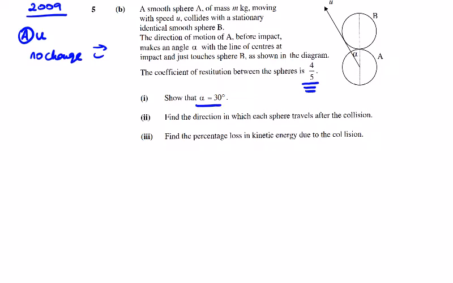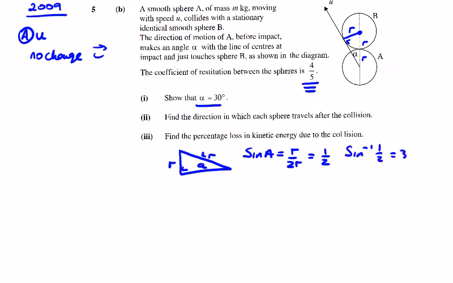Show alpha is 30. Well, we have a tangent here to the circle, so from the point of the tangent to the center of the circle is a radius, and it's also a right angle. We also have a radius here and a radius here. So if I take that triangle, opposite alpha is OR, and the hypotenuse is 2OR. So sine of alpha is OR over 2OR, which is equal to 1/2. And the inverse sine of 1/2 is equal to 30 degrees. Therefore alpha is 30.